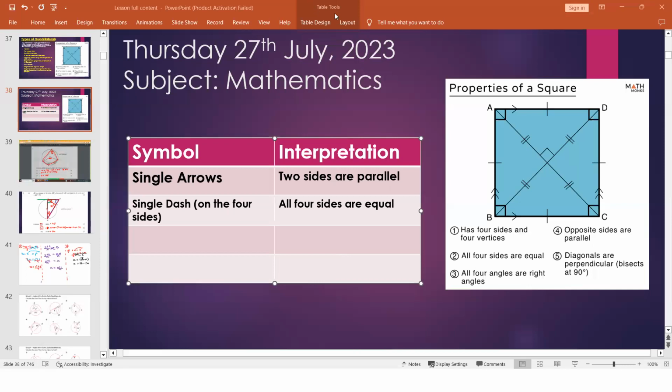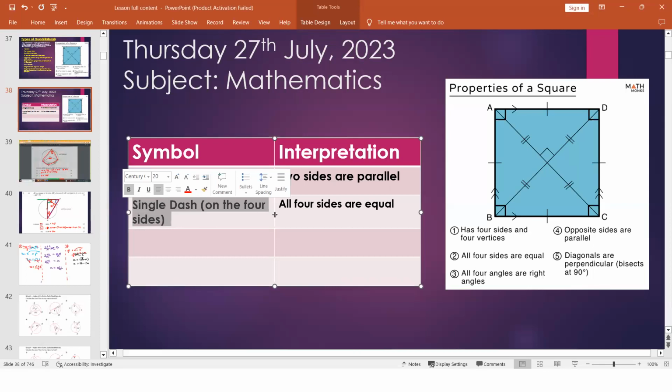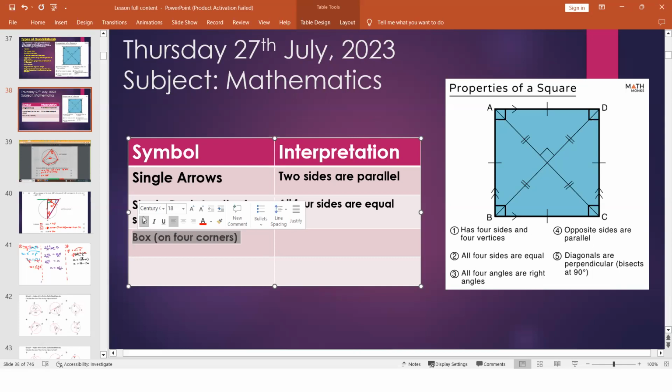All right, so the single dash on the four sides means that all four sides are equal. What else? What does the box on the four corners mean? 90 degrees. It means that the angles are 90 degrees in measure. Very good.